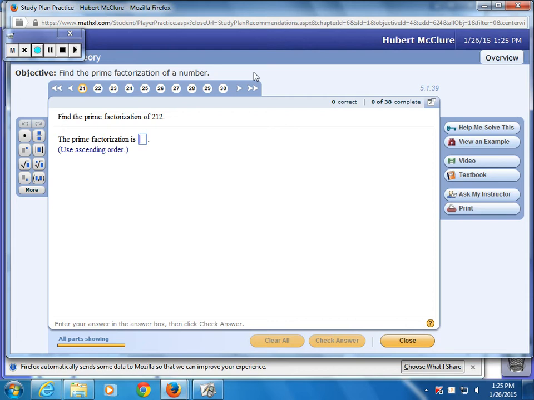Prime factorization of 212. You automatically know what's the first number that'll go into it. 2. There you go. You already learned.